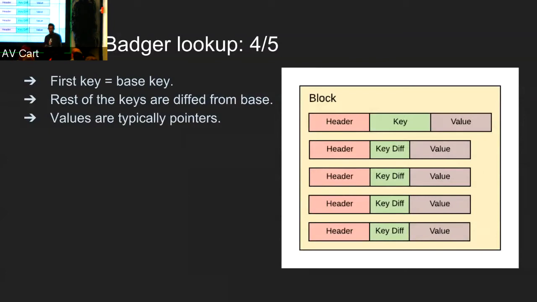Within a block, the first key is the base key. The rest of the keys are diffed from this base key to save space, also known as prefix diffing. The values can be whole, or they can be pointers to the value log. So we iterate over all the keys in the block sequentially to find the right key.